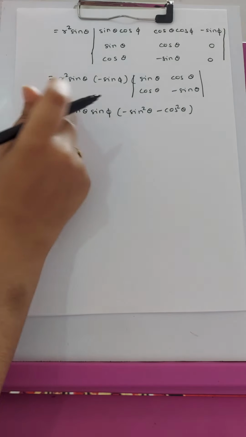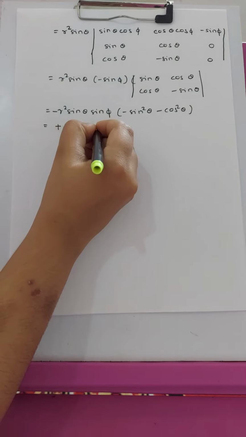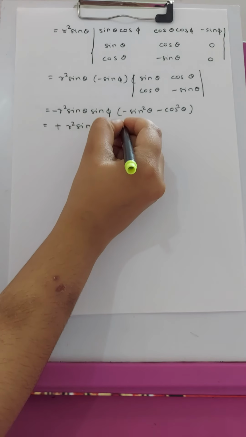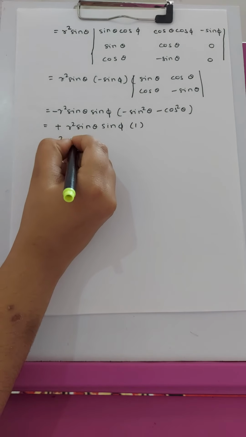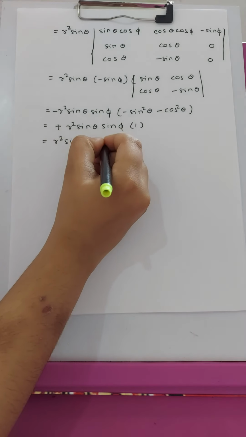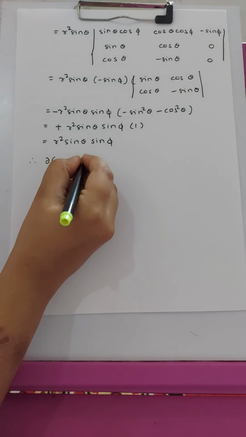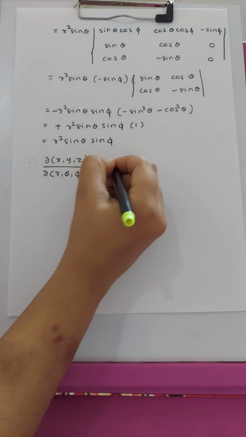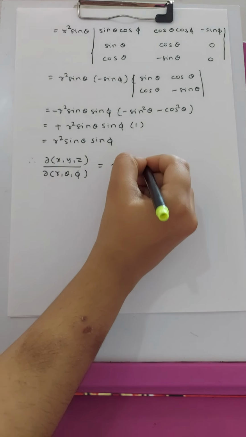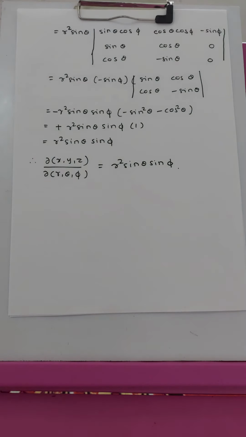So taking minus common and this minus, it becomes plus R square sin theta and sin phi, and this is 1. So the final answer is R square sin theta sin phi. Therefore del of xyz upon del of r theta phi is equal to R square sin theta sin phi. Hence we get the required result.